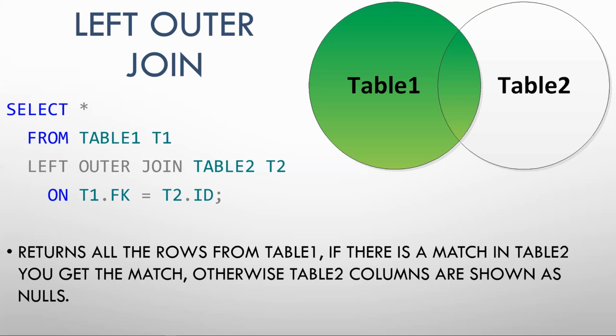So for instance, in the example we looked at a minute ago, there were 2 people, Johnny and Karen, who did not have a favorite color, and they got left out when we did the inner join. But when we do this with the left outer join, they get included. And we'll take a look at that in the code right now.